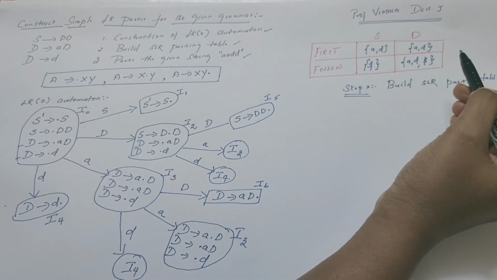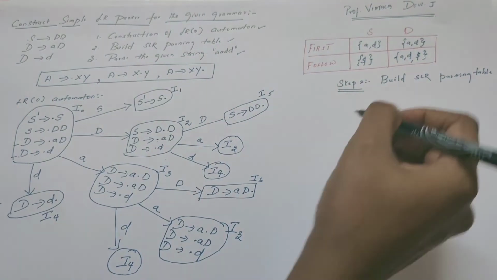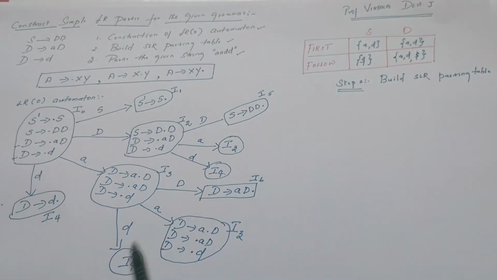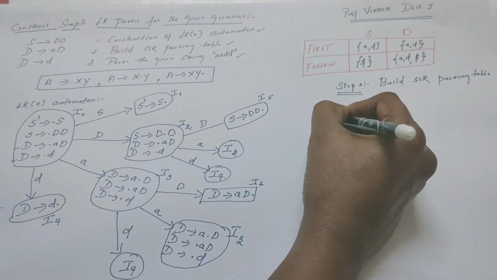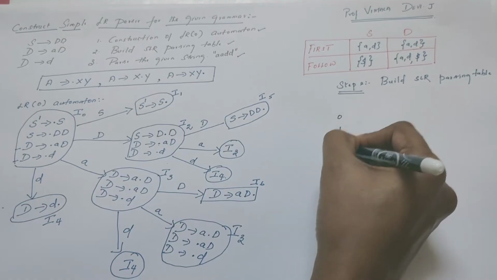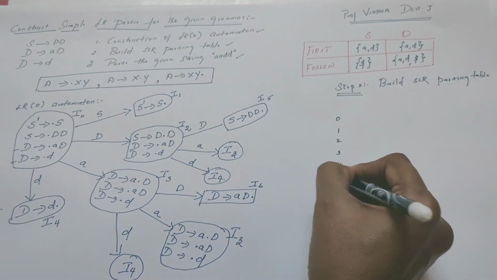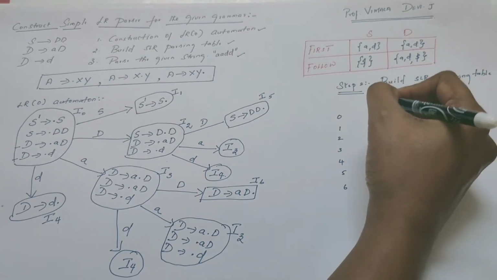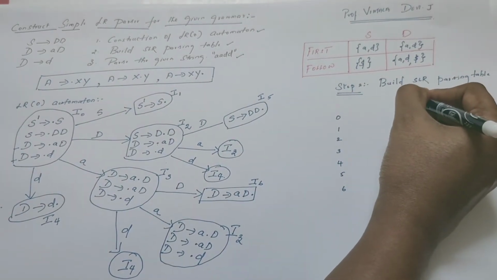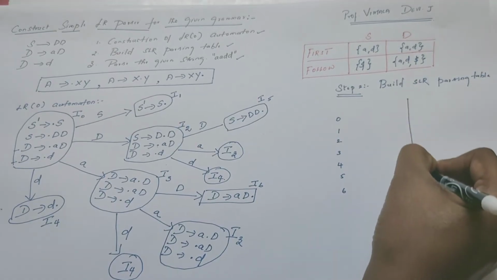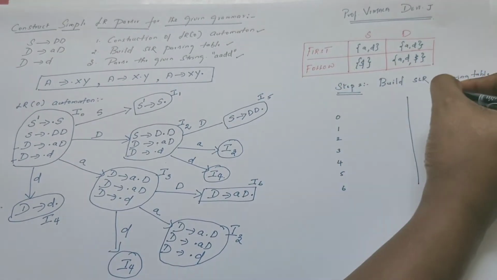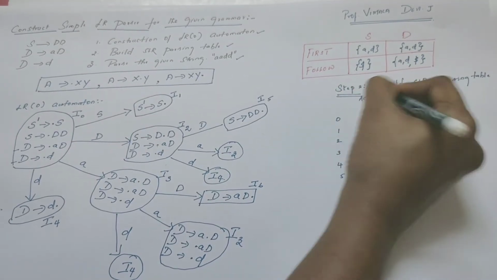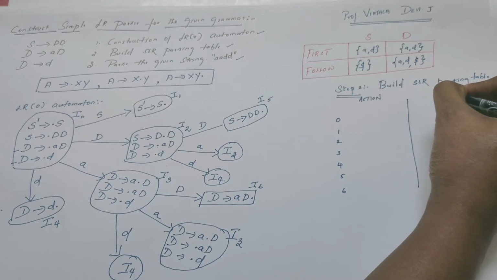Now let us build the SLR parsing table. So how to build the SLR parsing table? From the automaton, we have to know how many states are there. Starting from 0, 1, 2, 3, 4, 5, 6, totally 7 states we have. And we have 2 major columns. The first major column is action and the second major column is go to.